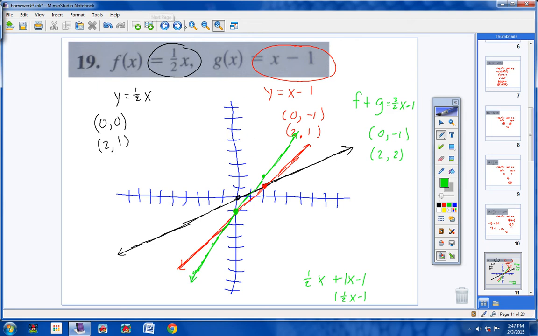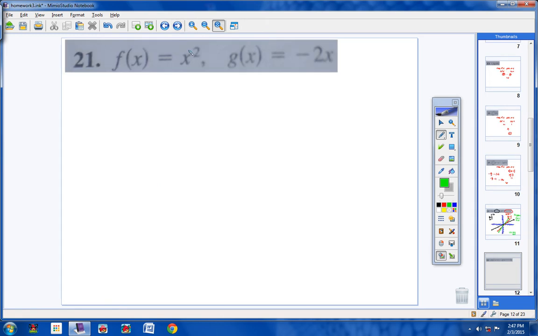Okay, let's go on to the last one in this section, number 21. Again, we'll use the same color code. I'll graph this one in black, I will graph this one in red, and I will graph f plus g in green. I'm going to very quickly find what f plus g is, okay? F plus g would be x squared plus negative 2x, which of course would be x squared minus 2x, okay? So there we go. I'm going to quickly erase this and pull this up here, and there's your f plus g right there.